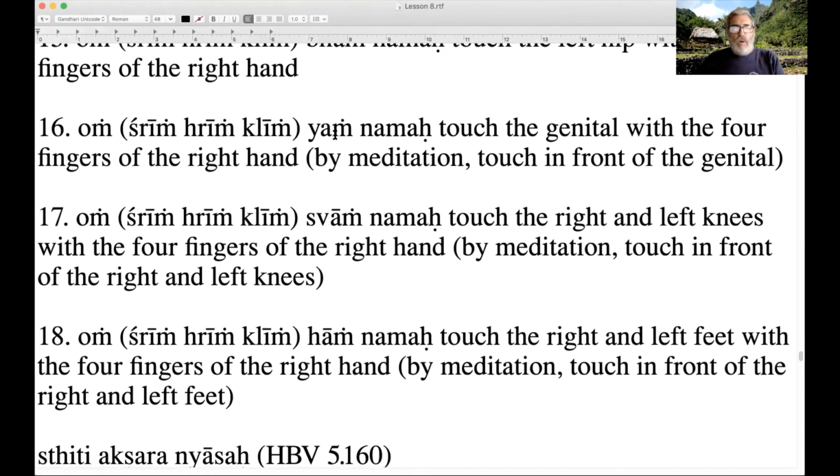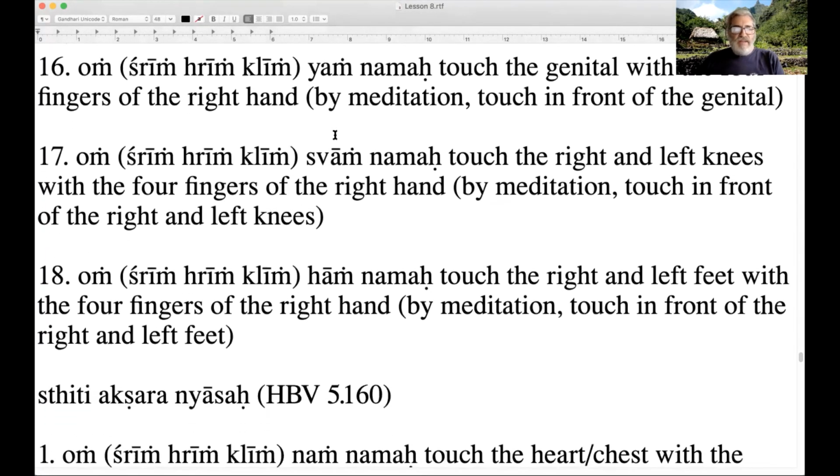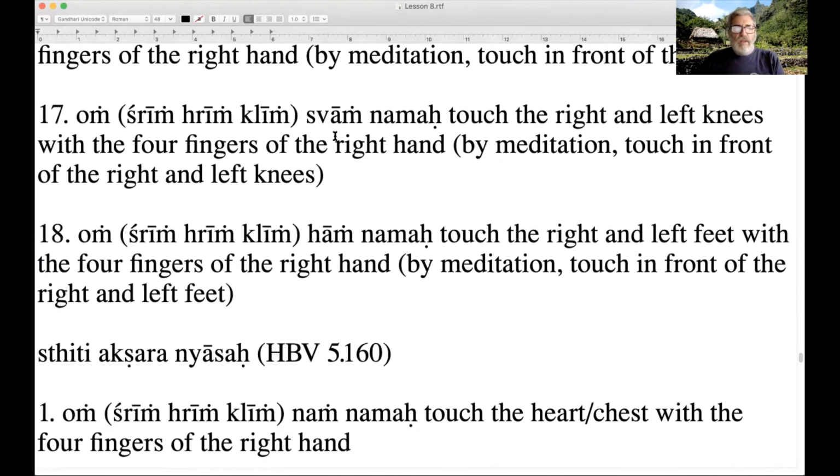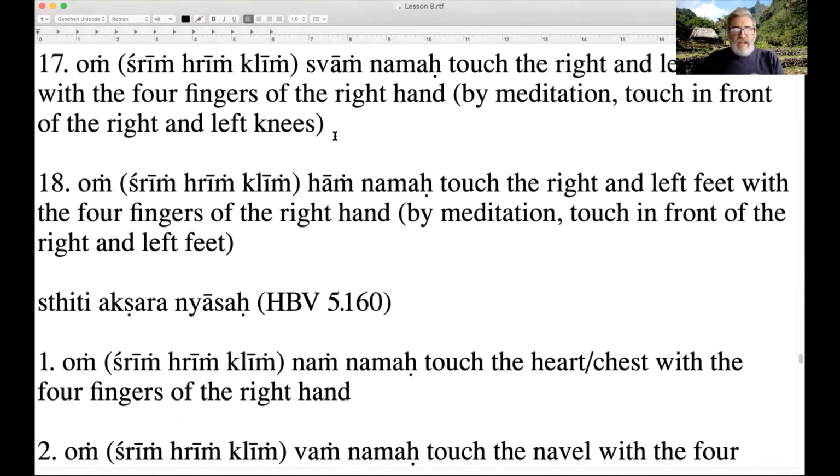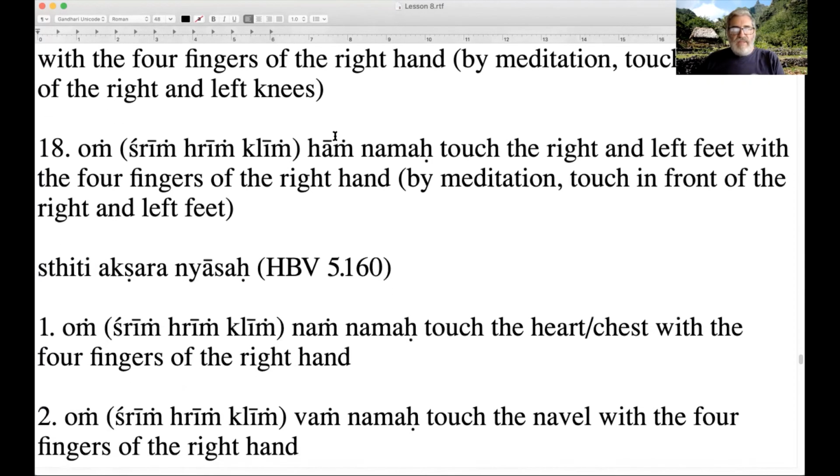Okay, so Om Swam Namaha, touch the right and left knees with the 4 fingers. So right and left knees together, touch the right and then the left. Then Om Ham Namaha, touch the right and left feet. So this is actually a different nyasa, although it's an Akshay Nyasa, but there are slightly different places to touch. No anus, but they've added touching the right and left feet.